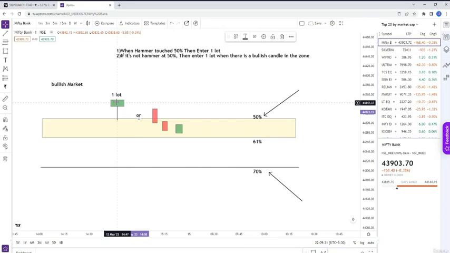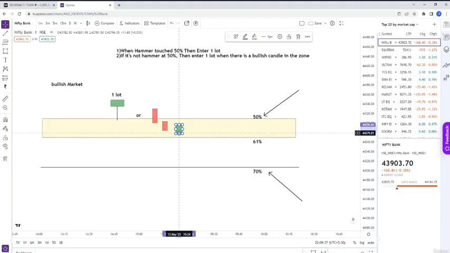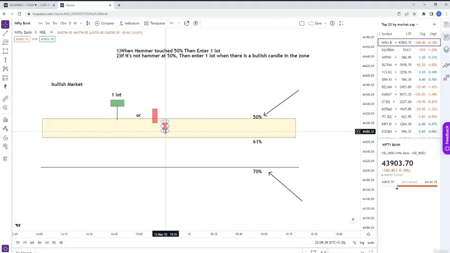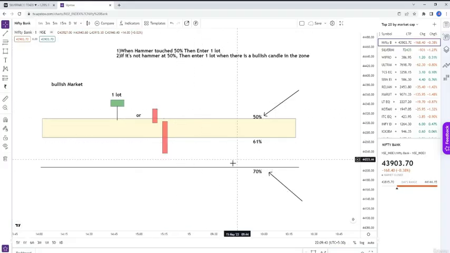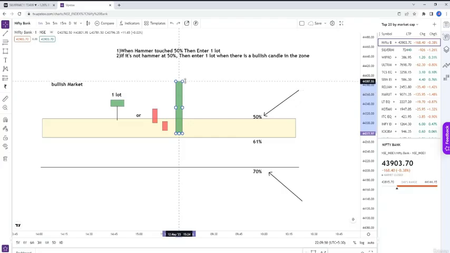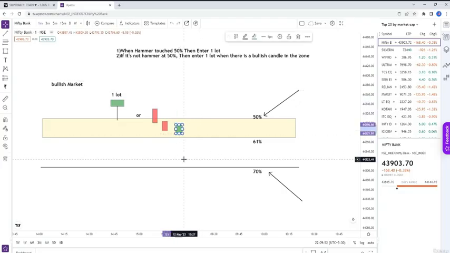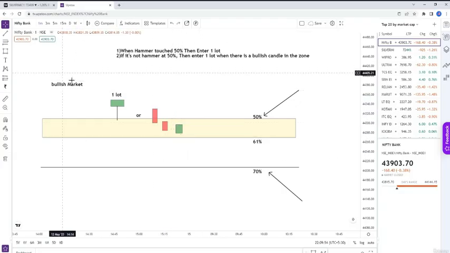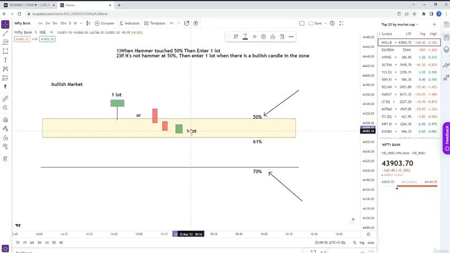If no hammer and it is still going inside, then wait for some bullish candle, because sometimes you will not get any bullish candle. It will keep going down and break the zone. Then I will not enter inside the zone. I will only enter when there is a bullish candle. When there is a first bullish candle, I will enter one more lot here. Either at this condition I will buy one lot, or at this condition.